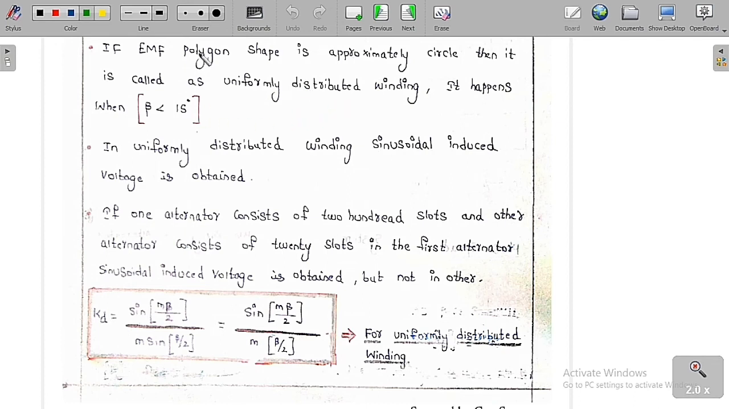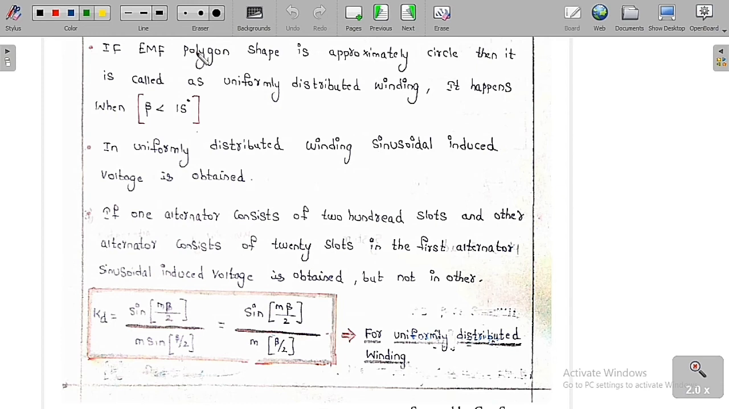It means that if the number of slots increases further and further, then the slot angle goes on decreasing. If the slot angle is lesser than 15 degrees, then whatever EMF polygon you have drawn in the previous one, we are going to get an approximate shape of a circle if you see the edges of the points A, B and C. So that is the meaning of this concept.